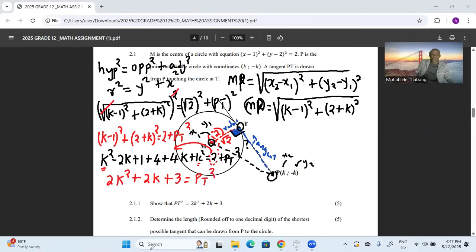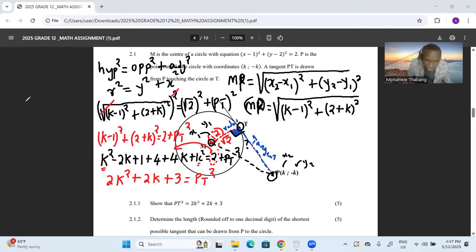Interesting maths. It was not difficult. What you needed there is to know that the tangent is perpendicular to the radius. When the tangent is perpendicular to the radius, they form 90 degrees. Because they form 90 degrees, the triangle becomes a right angle triangle. You think of the theorem of Pythagoras.